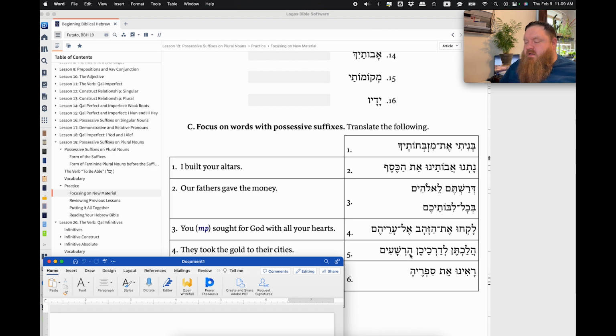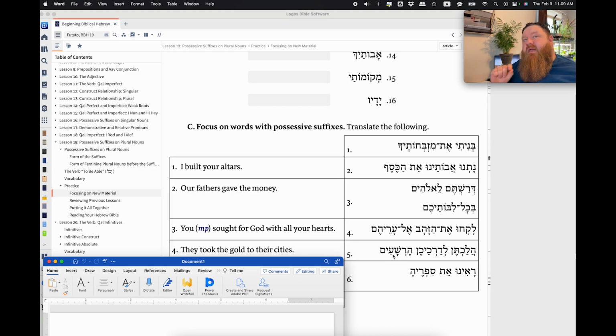And so the patach lengthens to a kametz to compensate for the loss of the dagesh. If I take off the hey kametz, I get reshaim. Now, reshaim has the im ending, the im suffix, which would be masculine plural. If I take off the im suffix, I get resh shin ayin.